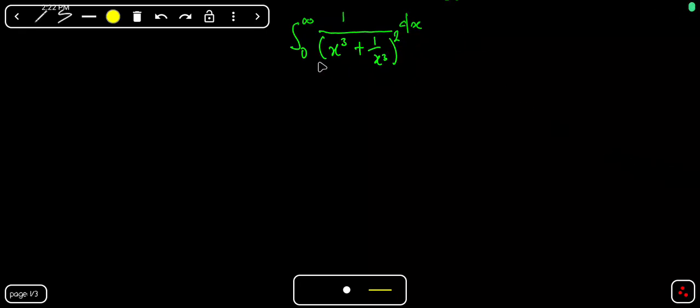In today's video, we're going to solve this elegant integral. So we have the integral from 0 to infinity of 1 over (x cubed plus 1 over x cubed) raised to the power of 2 dx.